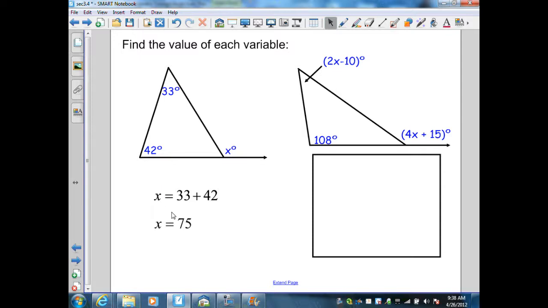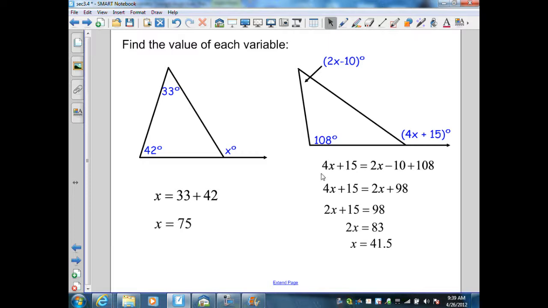On the next diagram, I'm given an exterior angle and the sum of its remote interior angles. Therefore, by the exterior angle theorem, I can set the exterior angle, which is 4x plus 15, equal to the sum of the remote interior angles, 2x minus 10 plus 108. 4x plus 15 equals, when I simplify the right side, 2x plus 98. Subtract 2x on both sides, I get 2x plus 15 equals 98. Subtract 15 on both sides, I get 2x equal to 83, and divide by 2, I get x equal to 41.5.